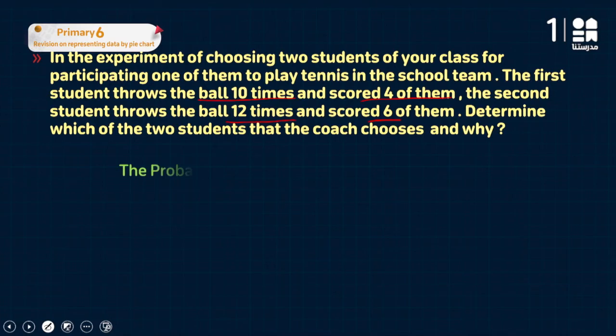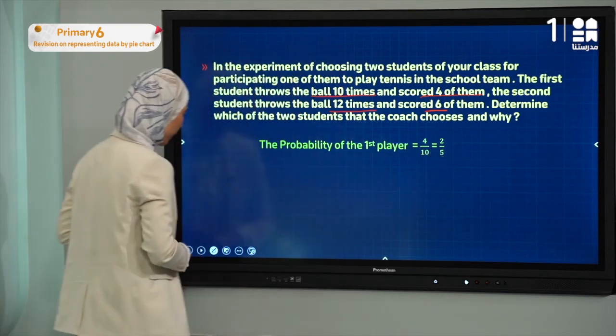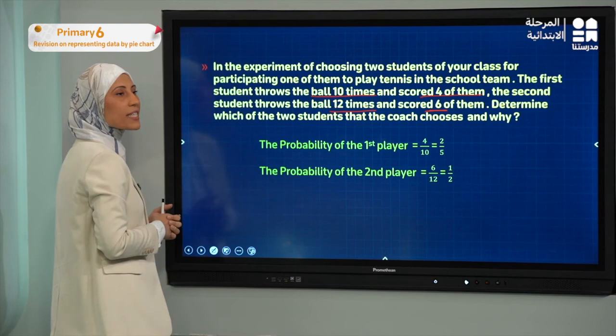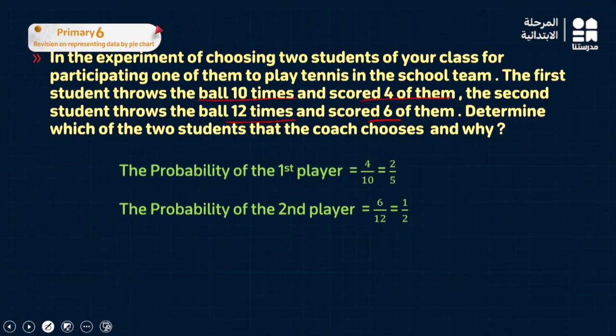Well, let's see what we will do. First, I will say the probability of the first player. What is the probability of the first player? He scored 4 out of how many total? The total was 10. So 4 out of 10 will be 2 out of 5 when we simplify it, of course. When I divide by 2 it will be 2 out of 5. Now the probability of the second player will be 6 out of 12, of course half of the 12, so it will be equal to half.